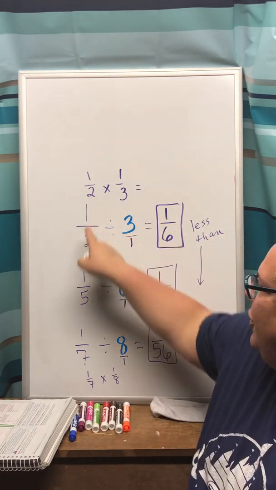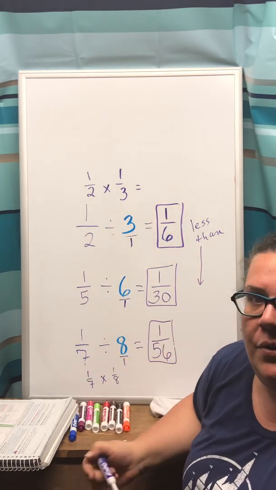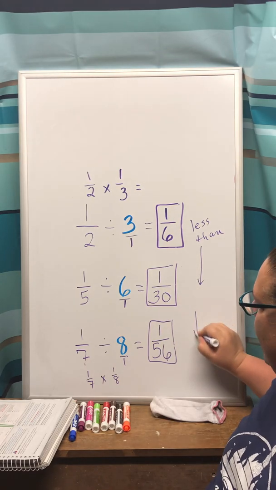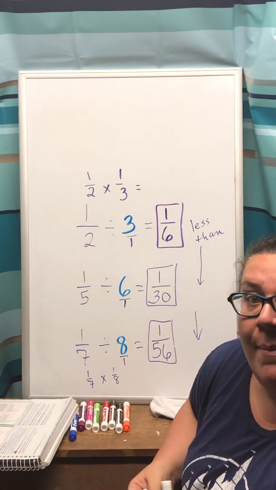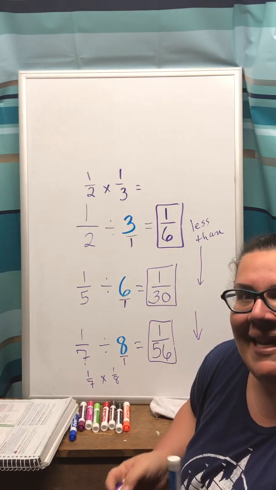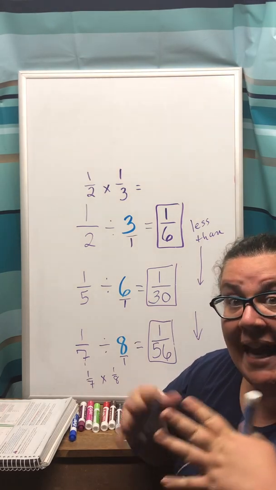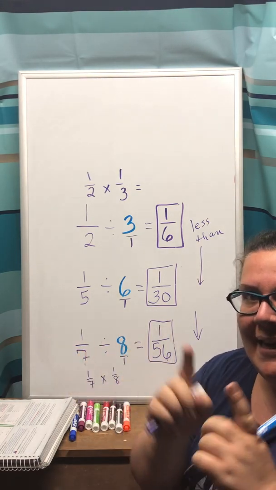Because they all are unit fractions, all we need to do to compare them, so this one also is less than, all we need to do to compare them is look at the denominator. As the denominator on a fraction gets larger, the pieces get smaller.